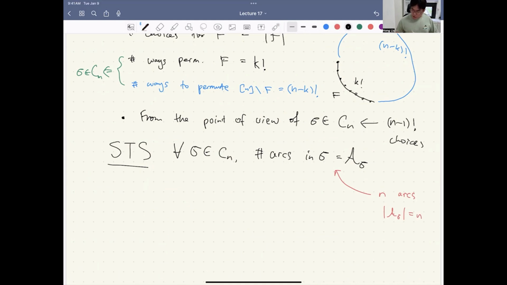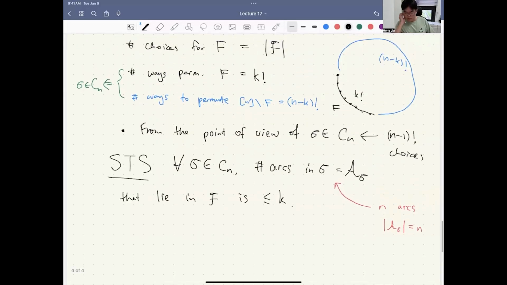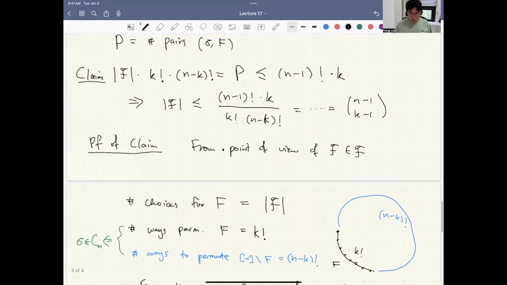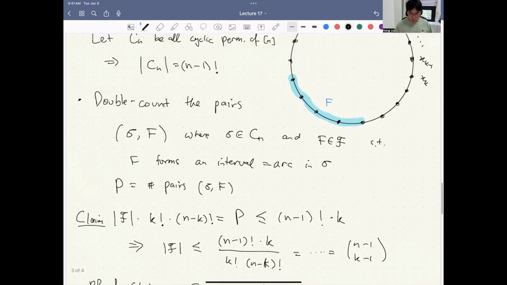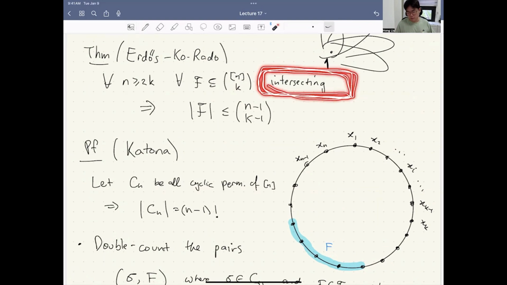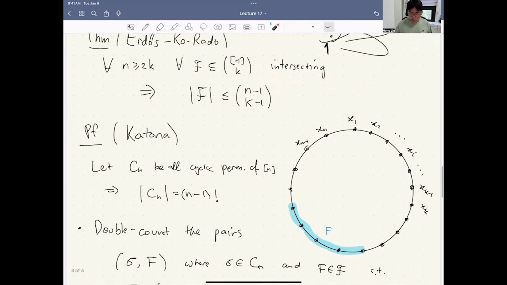So among these n arcs, the number of arcs that lie in F is at most k. At most k arcs are sets in F. How do we prove this? Well, so far, what we haven't used is the most important hypothesis, right? The family is intersecting. We've never touched this yet. And that's the thing that drives everything. We're going to use this intersecting property.